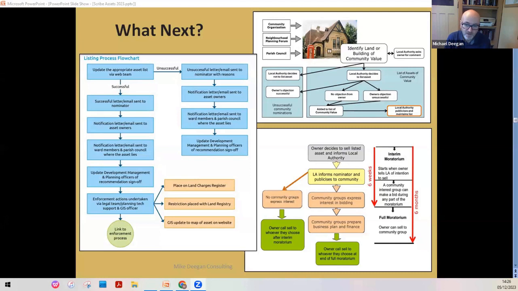So most organisations, especially funders, are going to very much want to see community support and evidence of need. And then you'll be realistically in a position to start considering enacting a community right to bid.